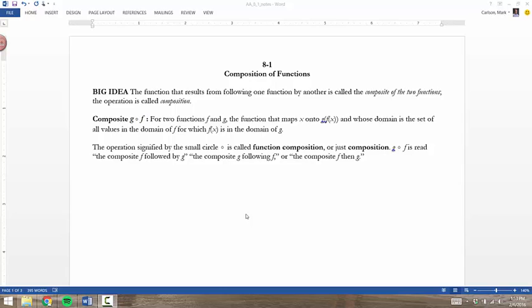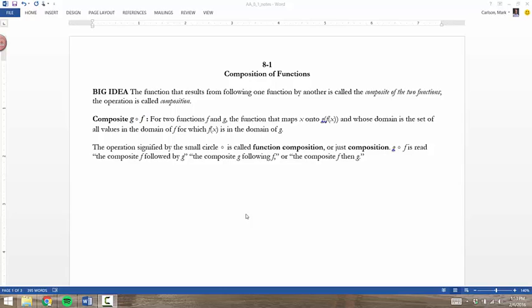Alright, so these are the notes for section 8.1, where we're going to take a look at composition of functions. The big idea here is that the function that results from following one function by another is called the composite of two functions. The operation is called a composition. So let's first take a look at what it means to do a composite.